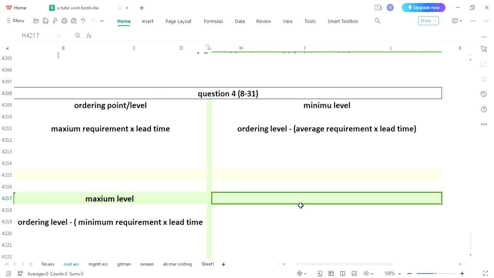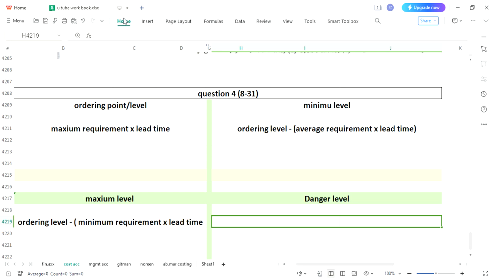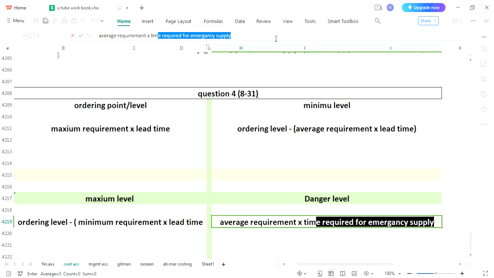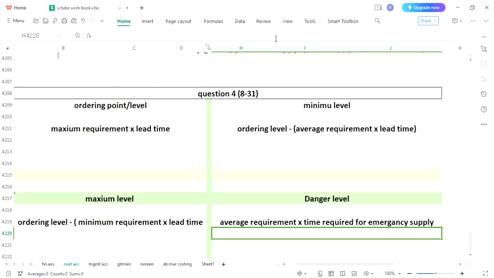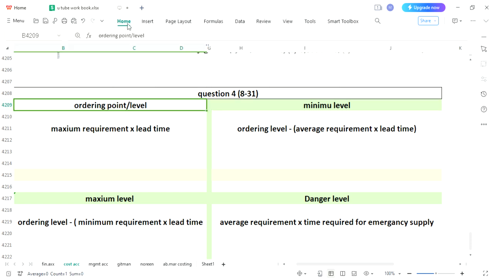The next procedure would be danger level. For this we will use a formula. Average requirement would be given in your question. First factor would be average requirement, and then we will multiply it with time required for emergency supply. So only these are four elements which would be involved in calculation of the material inventory system, and nothing else would be complicated. So let's see what is required in our question.